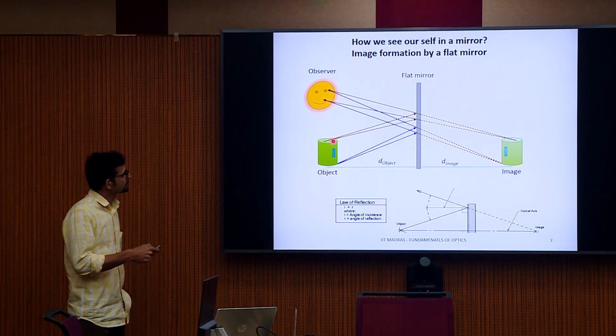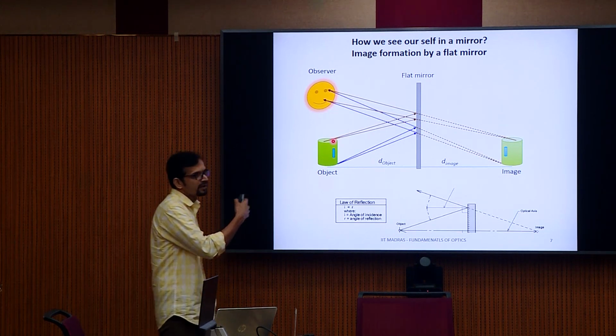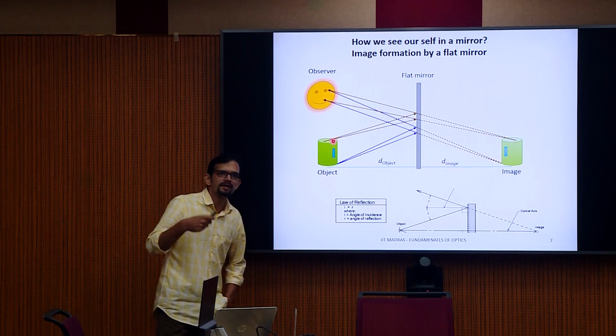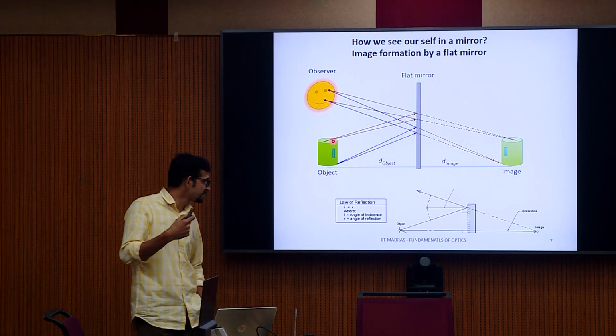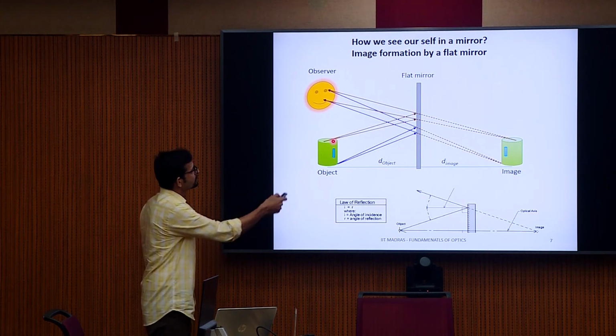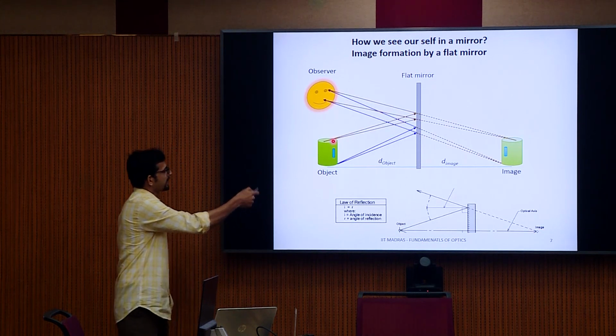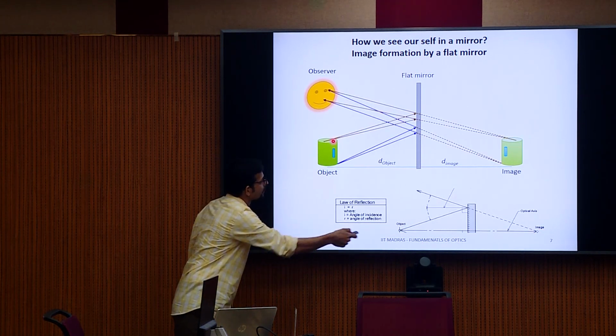Okay. So let us look at this figure. We have an object here, and in an object we can say each point emits. It can be reflection, it can be scattering, it can be luminescent also. Right? So these rays go to the flat mirror and are reflected back. There it satisfies the law of reflection.